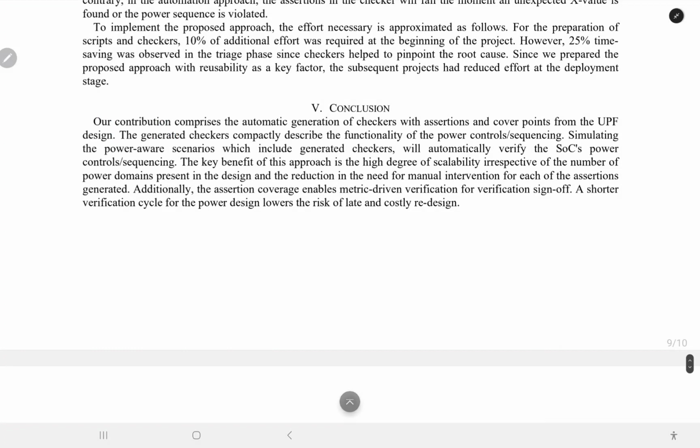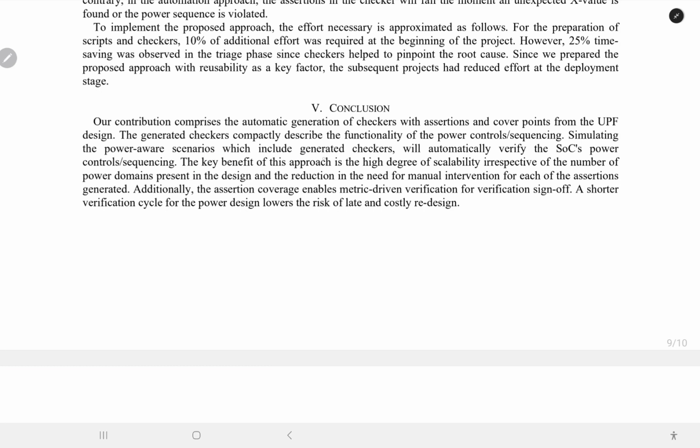5. Conclusion. Our contribution comprises the automatic generation of checkers with assertions and cover points from the UPF design. The generated checkers compactly describe the functionality of the power control and sequencing. Simulating the power-aware scenarios, which include the generated checkers, will automatically verify the associated power control and sequencing.